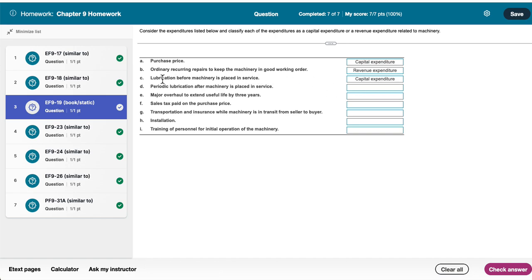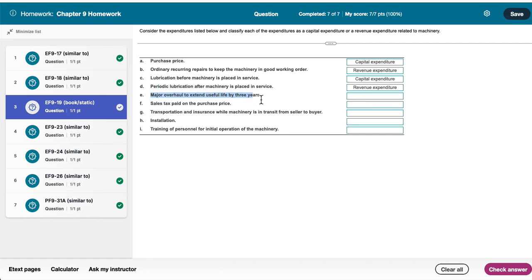Oh, my bad. Let me back up. Lubrication before machinery is placed in service is a capital expenditure because it's the cost required to bring that thing up to generate revenue, which means that the periodic lubrication is the revenue expenditure because you're keeping it alive. I should finish these sentences.